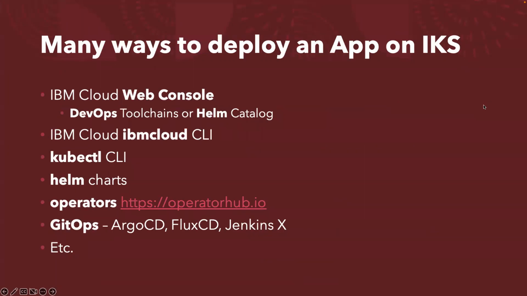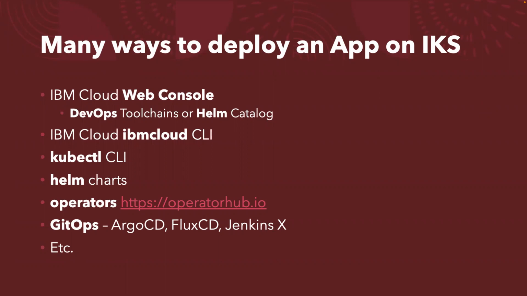So once you have the IKS cluster up and running, there are many ways you can deploy an application on it. A very simple one might be to use the IBM Cloud Web Console. From the Web Console, you've got a few options. You can use either DevOps toolchains, which is something pretty new, or you can use the existing Helm catalog.